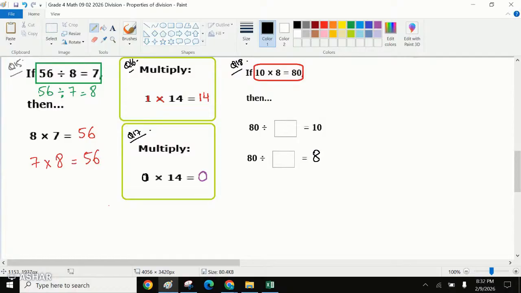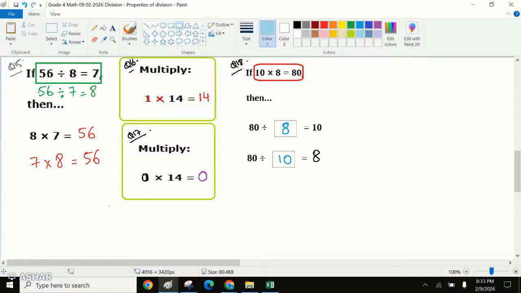10 multiplied by 8 was 80. Then 80 divided by 8 would be 10. And 80 divided by 8 was 10. Then 80 divided by 10 would be 8.